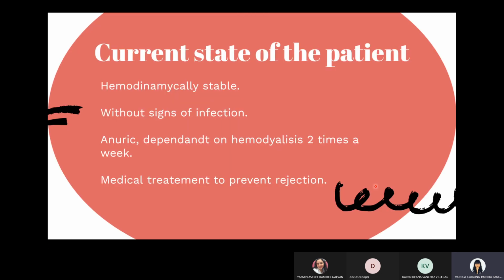So the current state of the patient is that she is still hemodynamically stable. She doesn't have any signs of infection. She remains anuric and dependent on hemodialysis two times a week, and she is still in treatment to prevent rejection. Her physician is waiting until 7 weeks post-transplantation, which is actually next week, for a consult to see if they still give the kidney a chance to resolve the acute tubular necrosis, or if they will take the kidney out and try with a new transplant later.